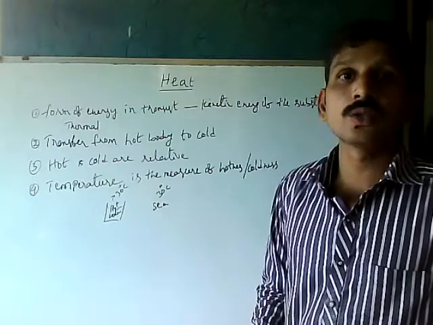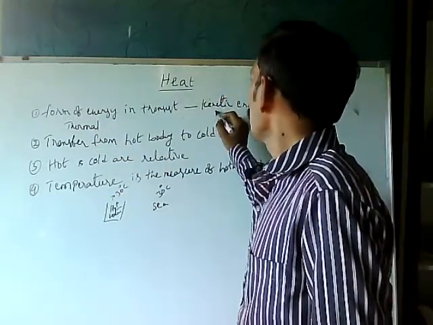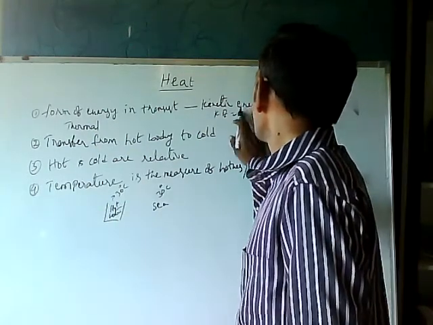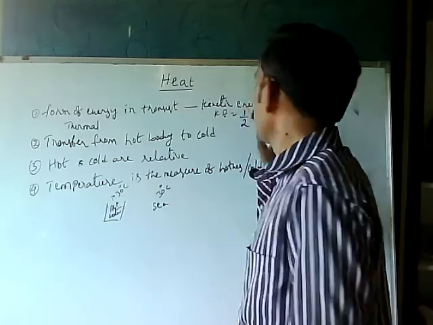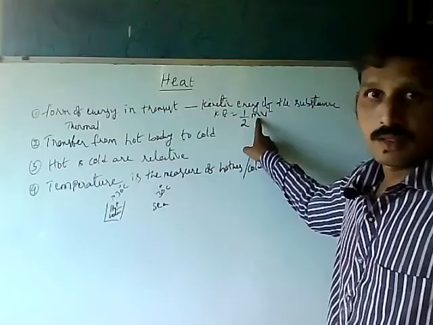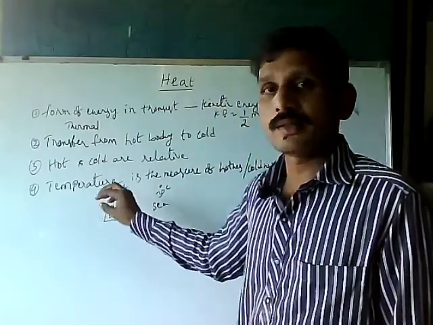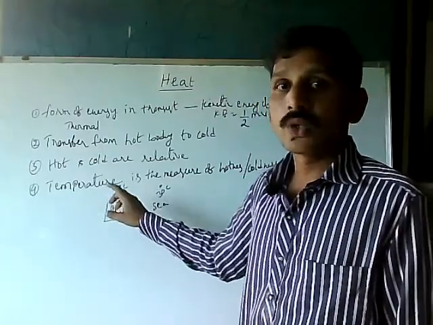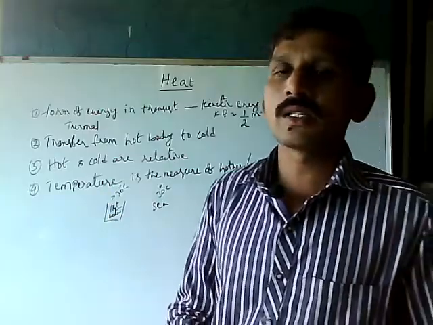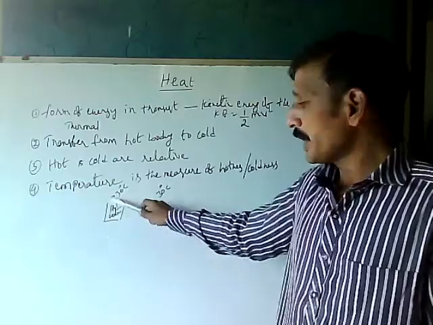Energy is related to mass: kinetic energy is equal to half mv square. So heat energy depends upon the mass. Here, in the two cases, the temperature is the same, but the energy of the total substance is different. The cup of water at 30 degrees Celsius has less energy compared to the sea, but the temperatures are the same.